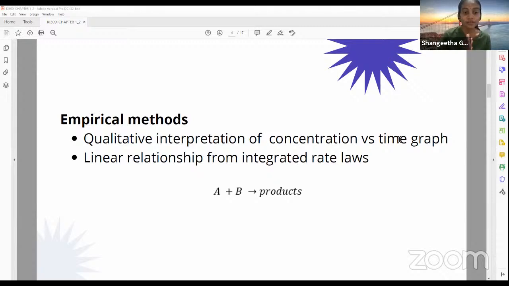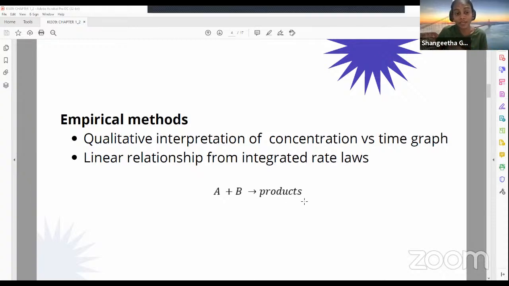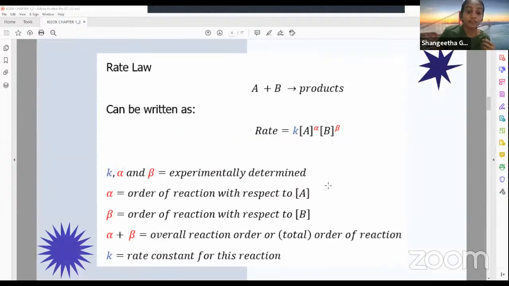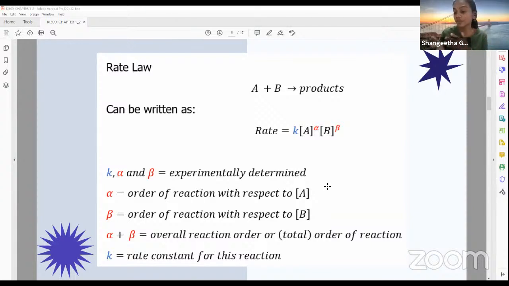It can be a qualitative interpretation of a concentration versus time graph. It can be a linear relationship from integrated rate laws and so on. So the reaction can be simple, but you can have many ways to determine the rate law. In your questions, usually it will be mentioned to use the initial rate method or a graphical method. Later on we will go into more details on the methods.